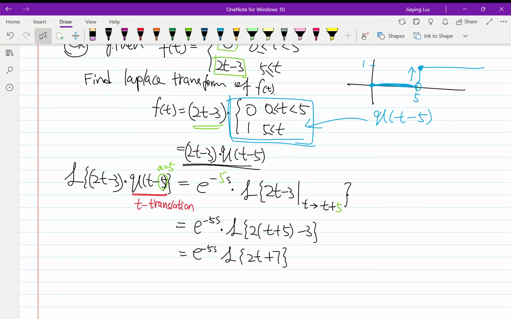And then we work with each one of them. So my advice is that don't just say, oh, this is the formula, I'm going to apply the formula, I'm going to get the final answer immediately. You might have to do quite a bit of work in the steps in the middle to get the final answer. Just write down step by step. That's the e to the negative 5s times the Laplace transform of 2t, which is 2 times 1 over s squared. And the Laplace transform of 7, which is 7 times 1, right? So that just gives us 7 times the Laplace transform of 1, which is 1 over s.